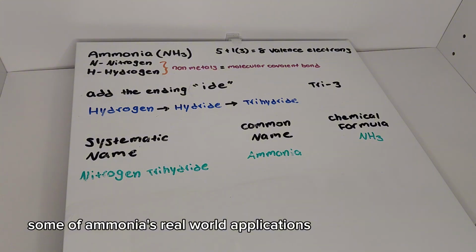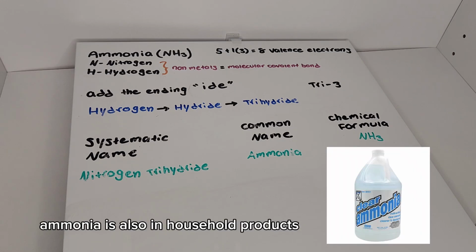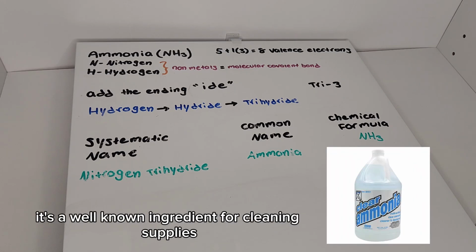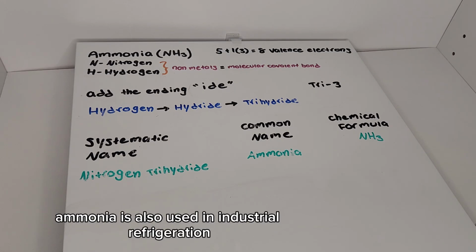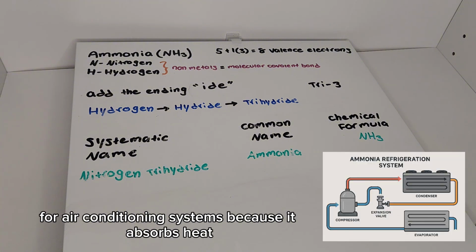Some of ammonia's real-world applications include fertilizer manufacture, since it is a source of nitrogen for crops. Ammonia is also in household products. It's a well-known ingredient for cleaning supplies. Ammonia is also used in industrial refrigeration and air conditioning systems because it absorbs heat.